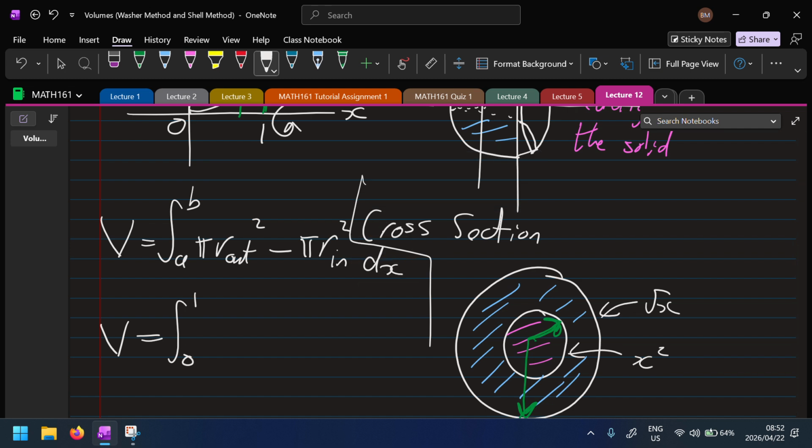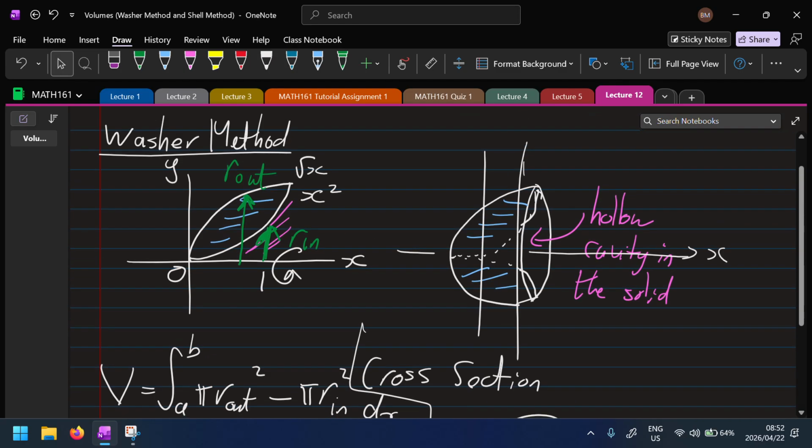Here we have pi common for both of them, so we can take that out. Okay, r out, that's the larger radius for the outside of the shape. So that's that vertical distance there. That's the y value. So it will be root x. That's for the outside part.